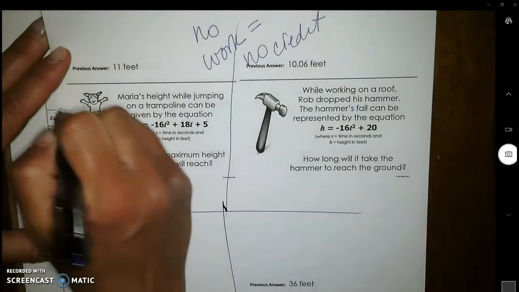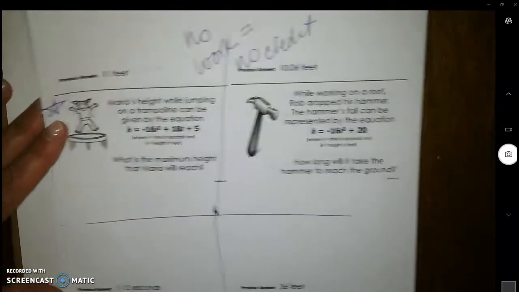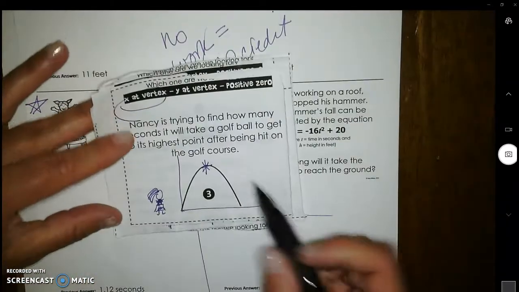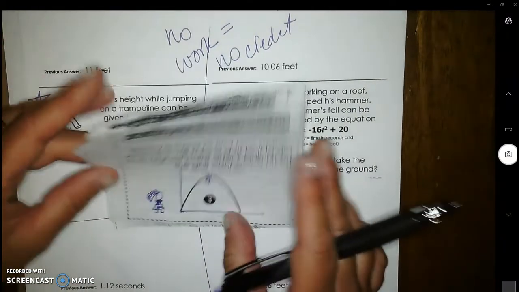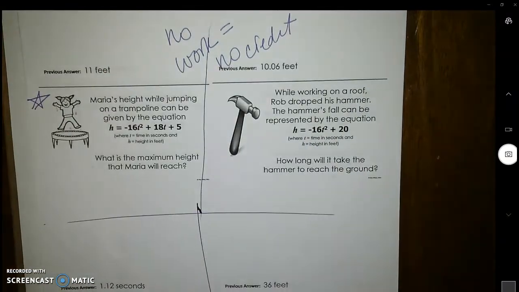The first problem that we're going to do together is Maria's problem. So we just spent a couple minutes talking about what it is that we're trying to find, right? The X at the vertex. Maybe we were finding the Y at the vertex. Well, how do you do that? So let's talk about that.